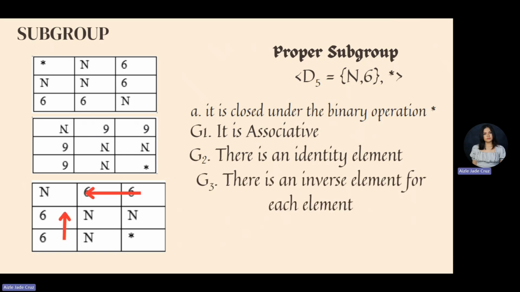G sub 3, there's an inverse element for each element, which are n inverse is equal to n, 6 inverse is equal to 6. Therefore, G sub 5 consisting of the elements n and 6 under the binary operation star is a subgroup because it satisfies all the conditions by being a group.